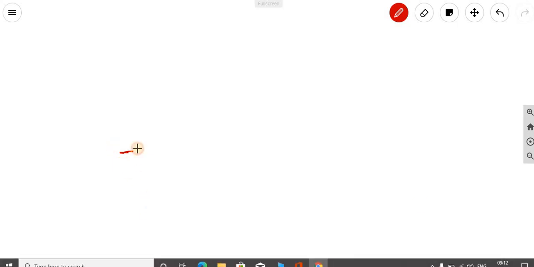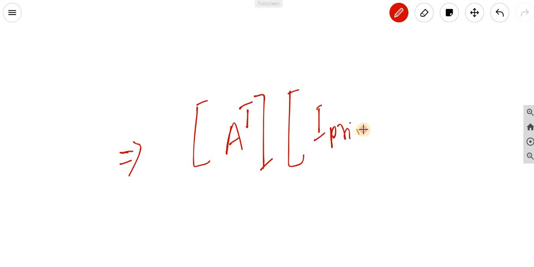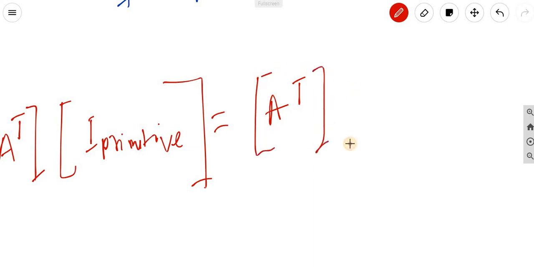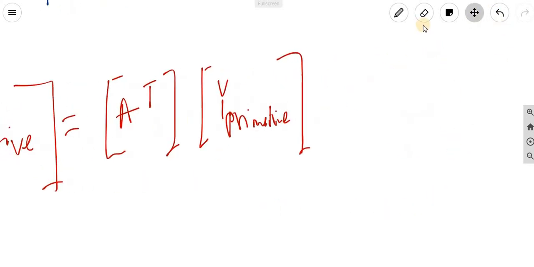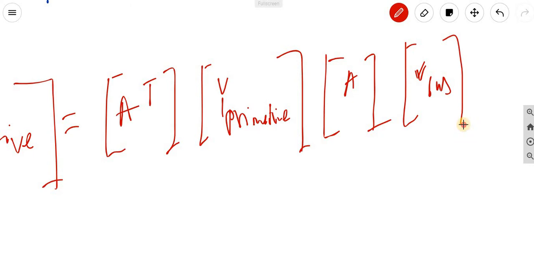Okay, now simply if you multiply with the A transpose matrix, we are multiplying with this I primitive, equal to the A transpose of Y primitive A and plus. Clear?